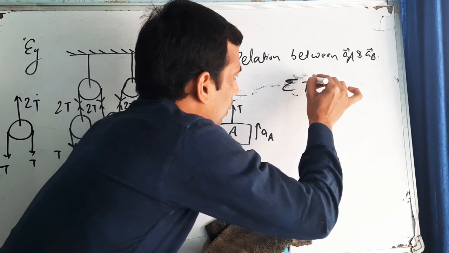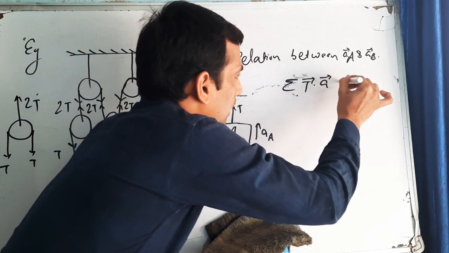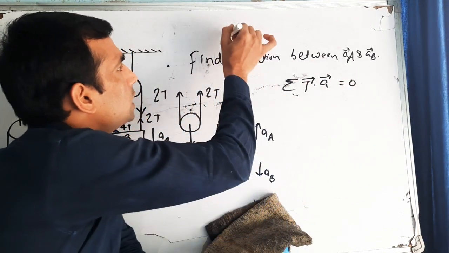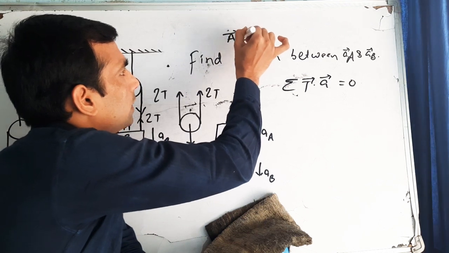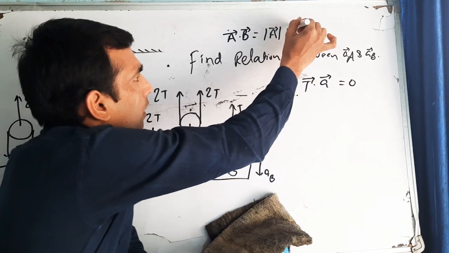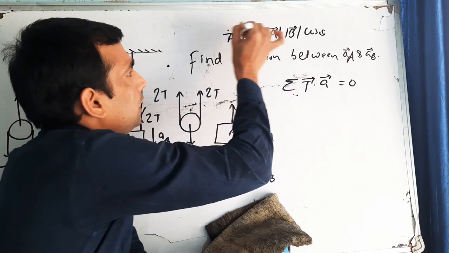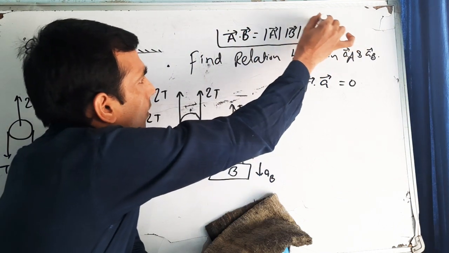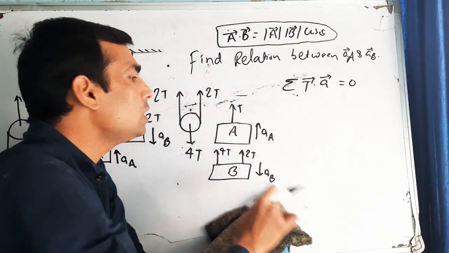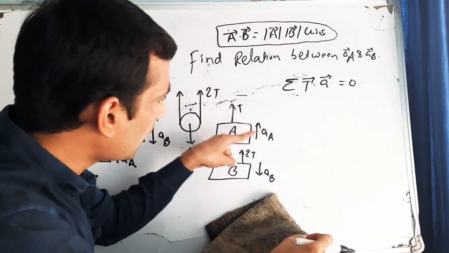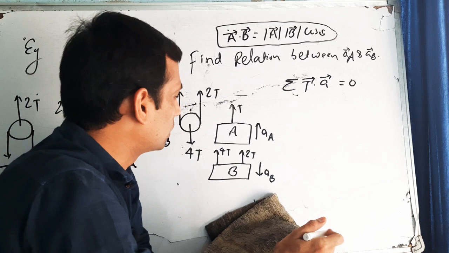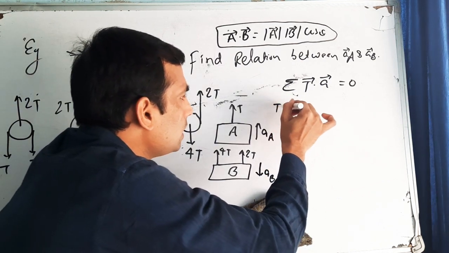This is summation of T dot a, which is equal to 0. Again I am repeating, I am going to use here the formula of vectors A dot B, which is mod of A, mod of B, cos theta. This is a formula you have already studied in the chapter of vectors. Summation of T dot a is applied individually to both of the blocks. You can see T and a are both in the same direction, so the angle remains 0.